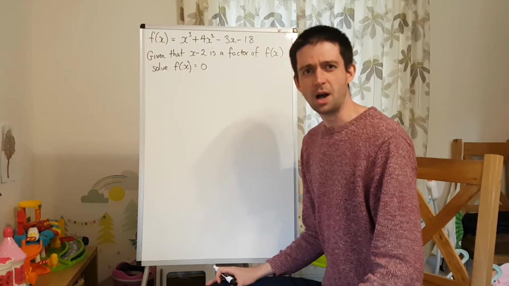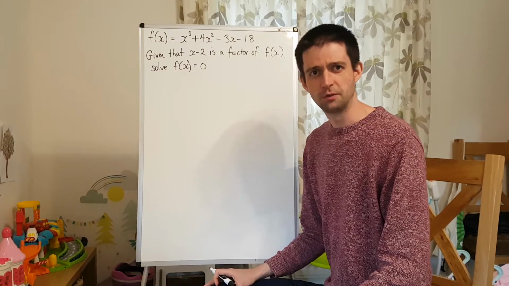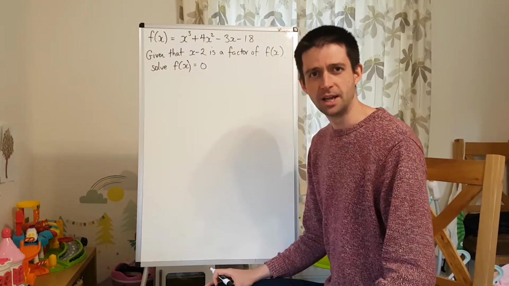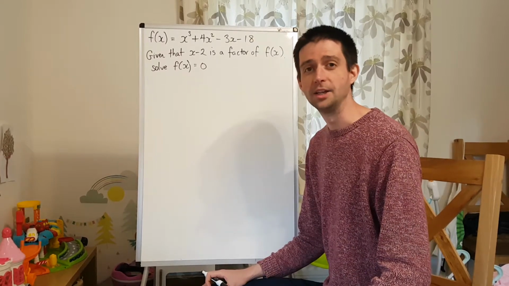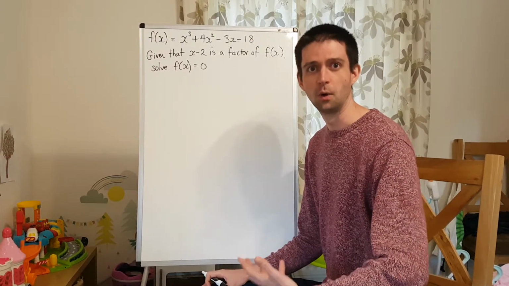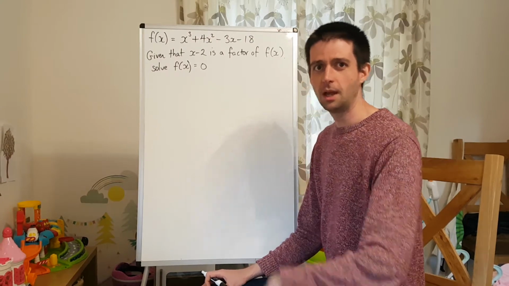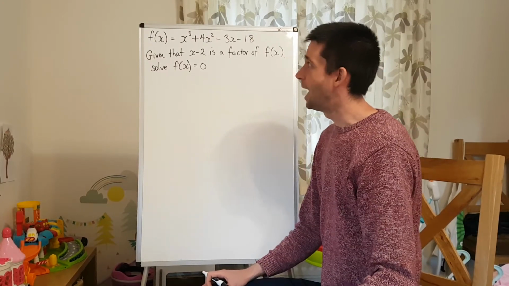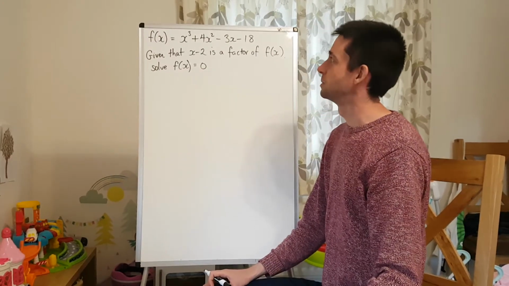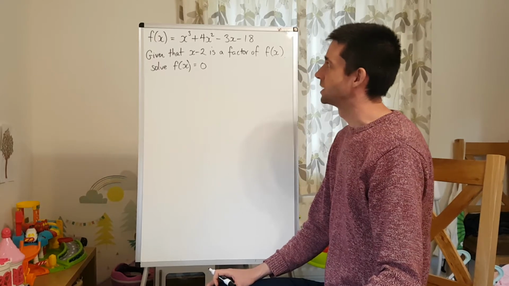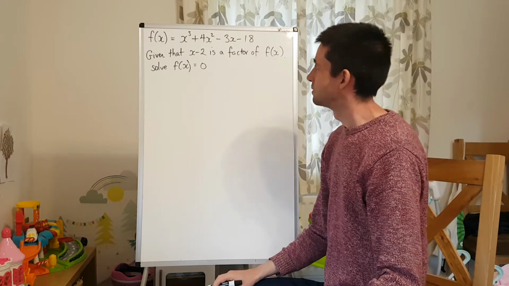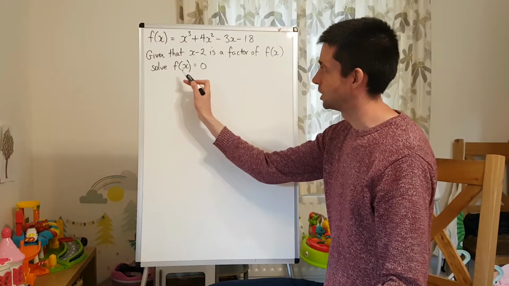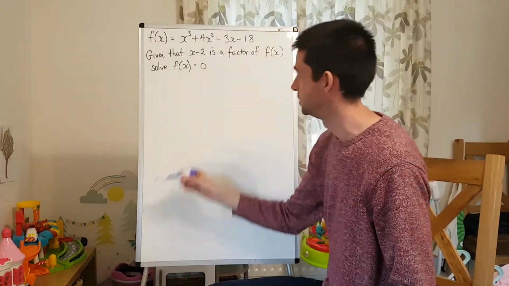This is part 3 of the lesson on algebraic long division, and what we're looking at in this lesson is how to complete that process by solving a cubic equation that first of all requires algebraic long division. So here I have an example: f of x equals x cubed plus 4x squared minus 3x minus 18. Given that x minus 2 is a factor of f of x, solve f of x equals 0.